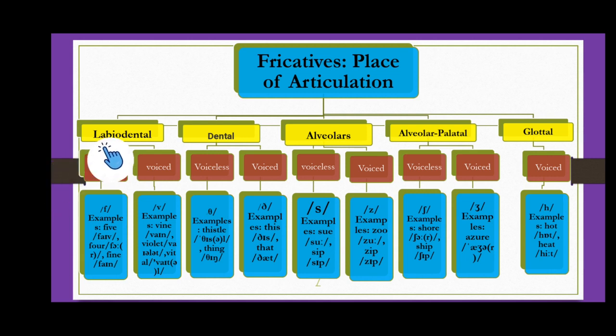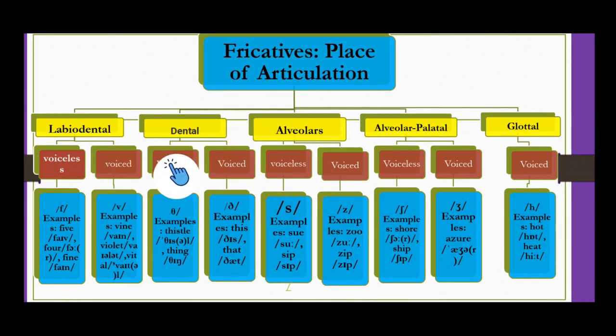Now another labiodental is the voiced one, which is pronounced as v, which is voiced. Examples of this sound can be vary, van, vas, or violent.